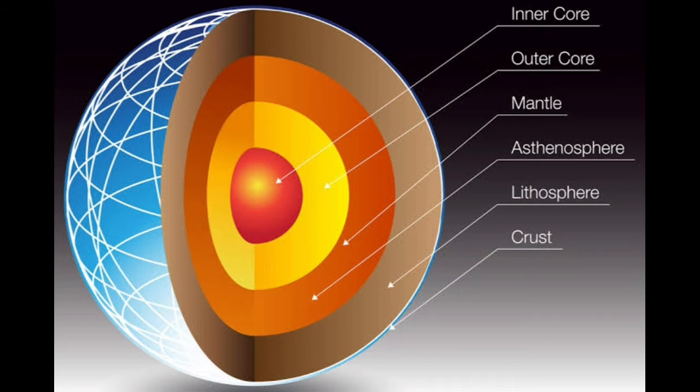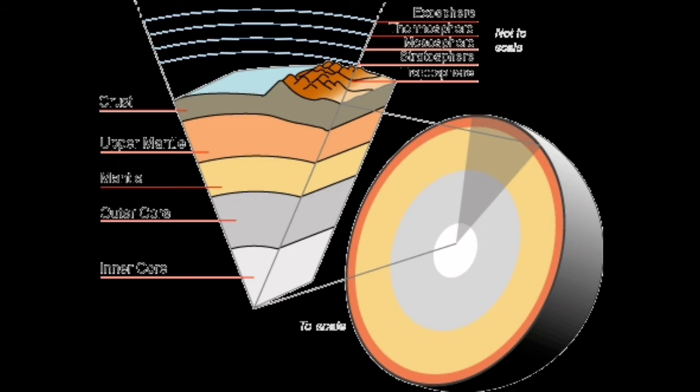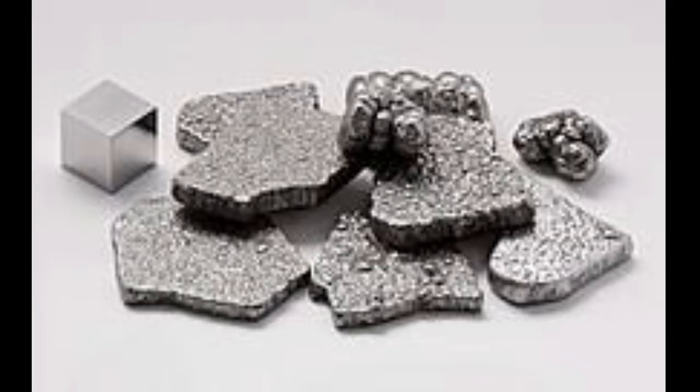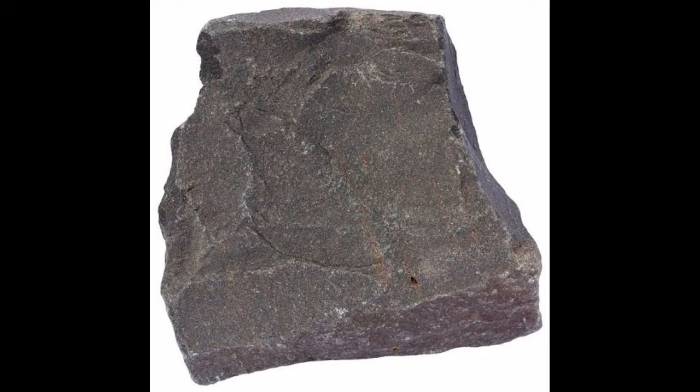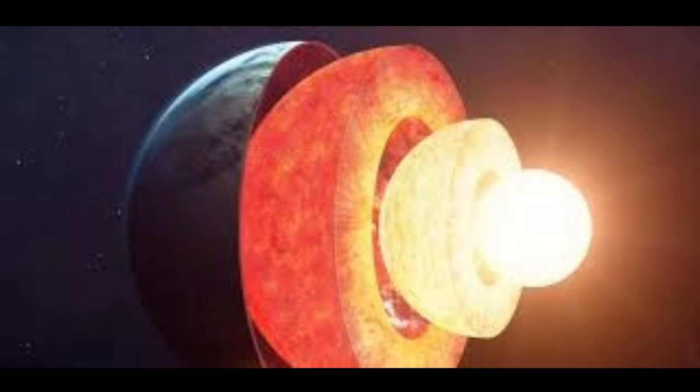Now let us know about the layers of Earth. There are 3 types of layers on Earth. First one, crust. The Earth's crust ranges from 5 to 70 kilometers in depth and it is the outermost layer. The thin parts are oceanic crust. It is composed of iron, magnesium, silicate, igneous rocks and basalts. The thickest crust is continental crust.